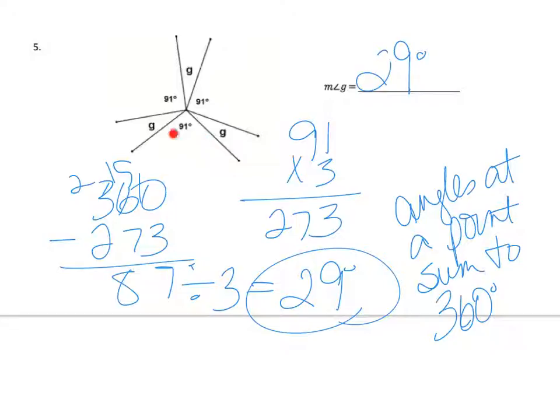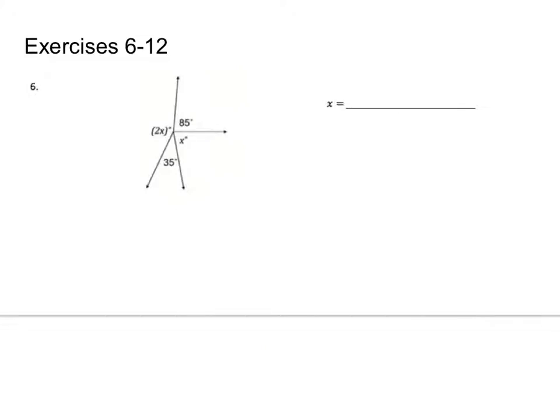Okay, this one's sort of fun. I have angles around a point, which sum to 360. I have three 91-degree angles, so I went ahead and multiplied 91 times 3. Then I subtracted that from 360 and got 87. My unknown angles are all the same, so I need to divide it into 3 pieces, and I get 29 degrees.